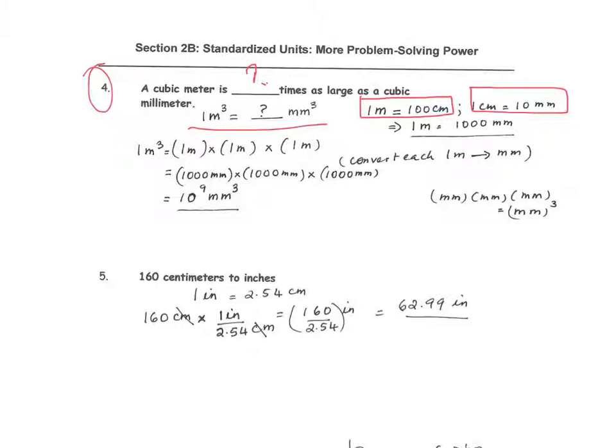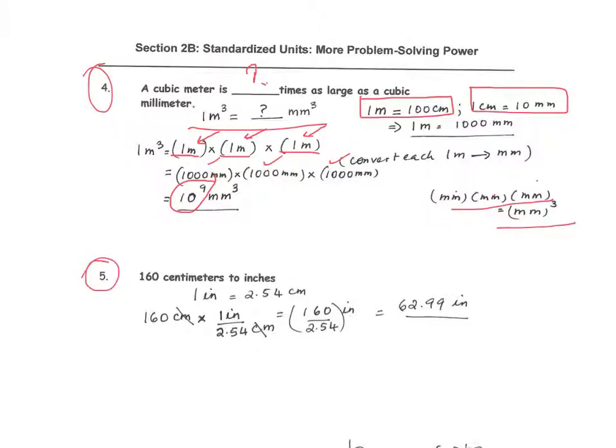1 cubic meter is, and we've done this before, 1 meter times 1 meter times 1 meter. Now, in order to make the conversion from 1 cubic meter to cubic millimeters, each of these has to be converted to millimeters. So 1 meter is 1,000 millimeters times 1,000 millimeters times 1,000 millimeters. That is the same as 10 to the 9th power millimeters cubed. Remember, once again, millimeter times millimeter times millimeter is millimeter cubed.